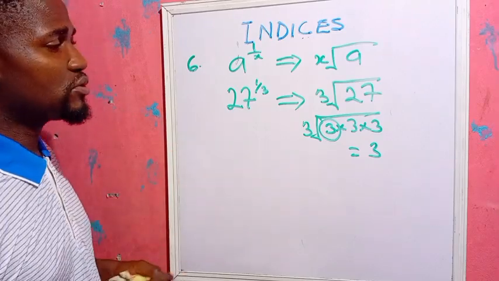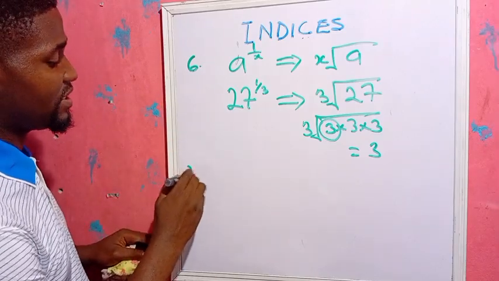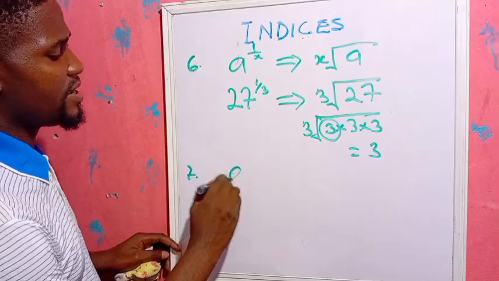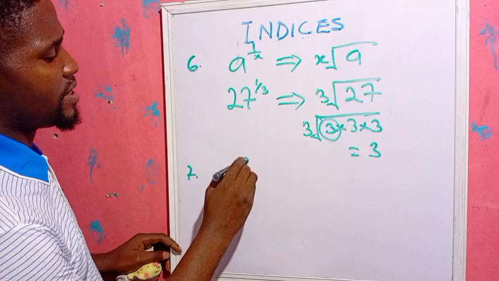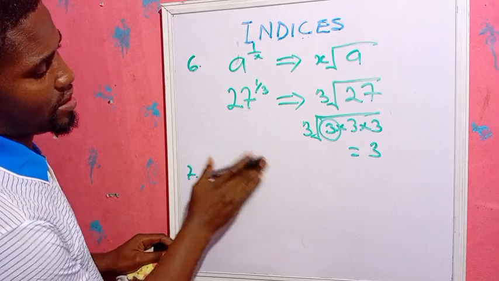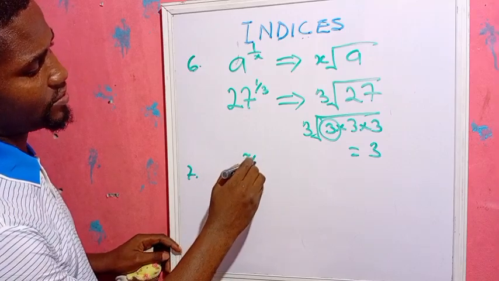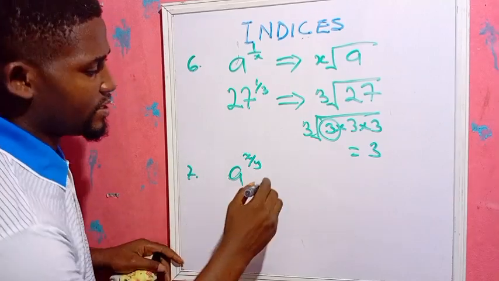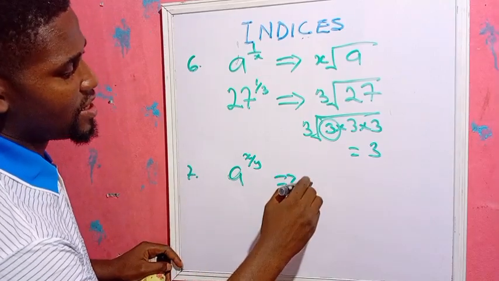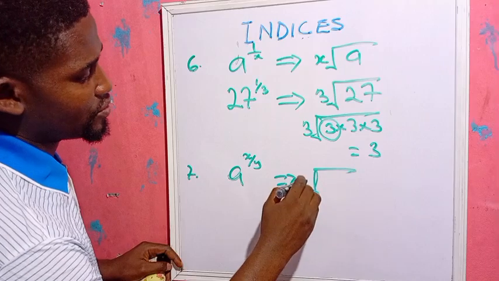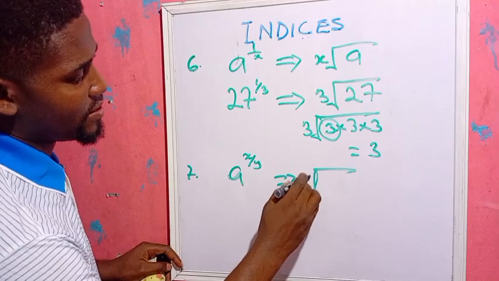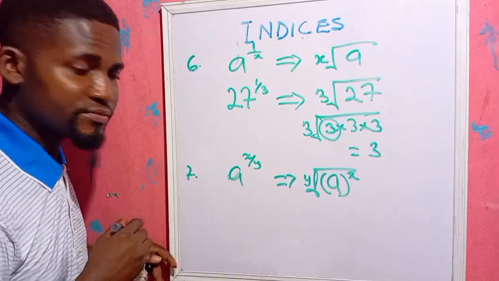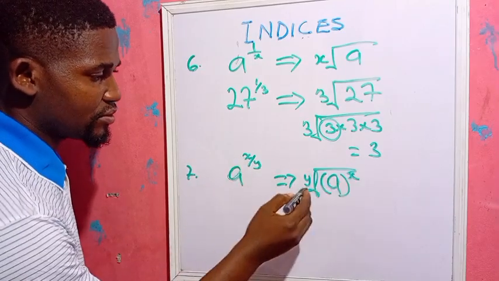Now let's go to the last rule, or the seventh. We have other laws of indices. We can have something like a raised to the power x over y. Let me write this very well. A raised to the power x over y. Now a raised to x over y can be written as the y-th root of a raised to the power x. This is the power, this is the root.